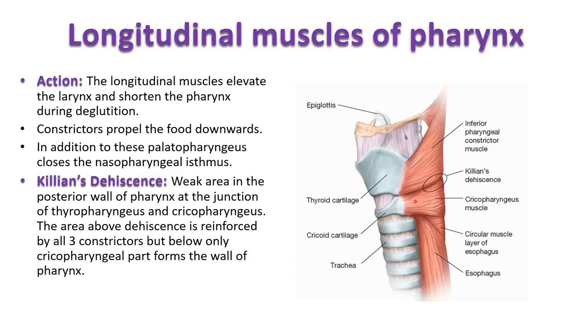So at the junction between the crico and thyro parts, you have a weak area which is actually called the Killian's dehiscence. Okay, so this area, the junction of the thyropharyngeus and the cricopharyngeus, is called the Killian's dehiscence.